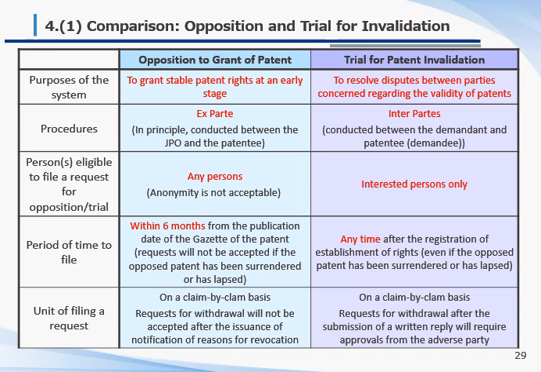Therefore, the opposition system is different from the trial for invalidation system that has a structure of conflict between the parties. Since the opposition system is ex parte, an opponent is not a party and therefore, ex parte procedures are taken between the JPO and a patentee. Furthermore, any person can file a request for opposition, but a request for opposition needs to be filed within 6 months from the date of publication of the Gazette. Let's go to the next page for more detail.